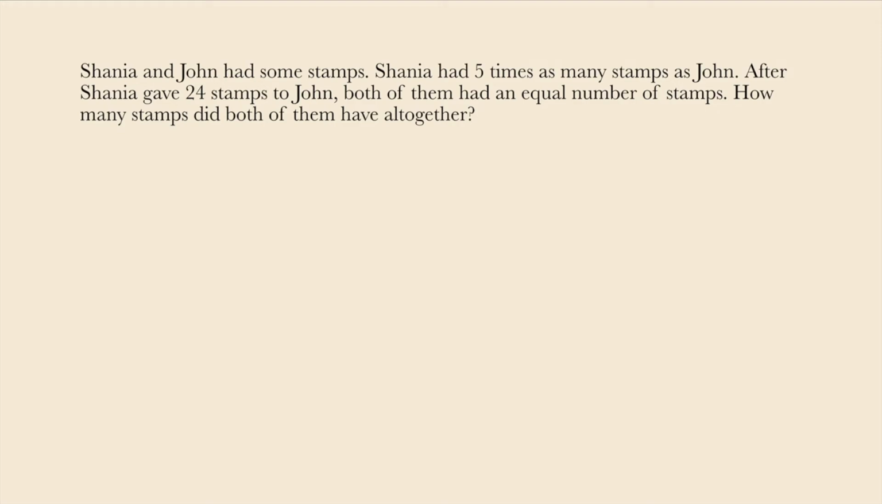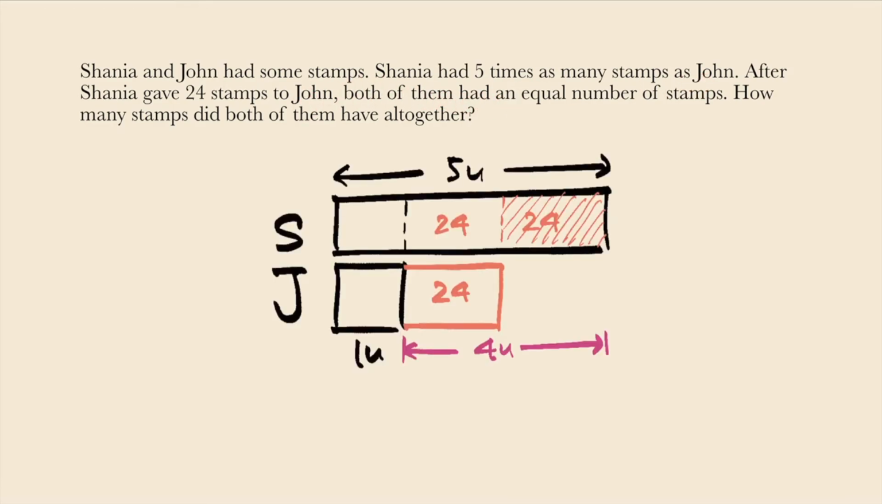S and J had some stamps. S had 5 times, so 5 units, and J had 1 unit. After this transfer, both of them had an equal number. So, showing 5 units and 1 unit at first. Now, if there was a transfer and the end result was they had equal numbers, so remember, half that. So the difference is currently 4 units, right?